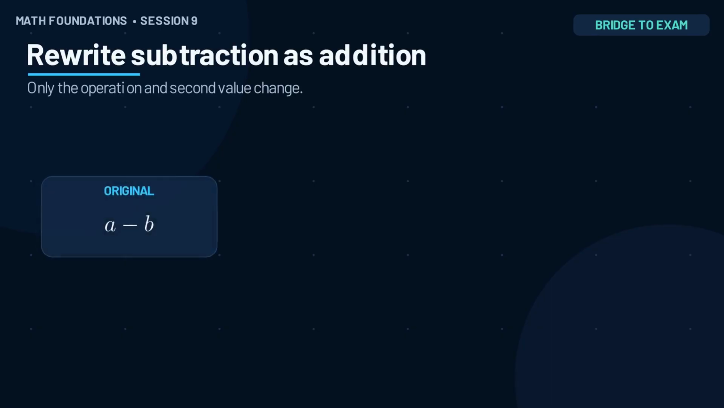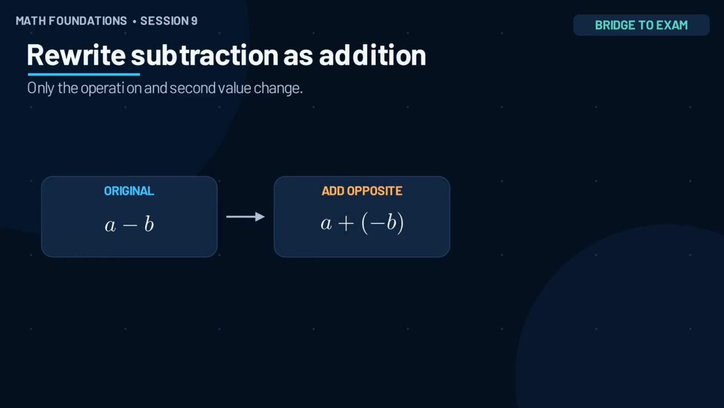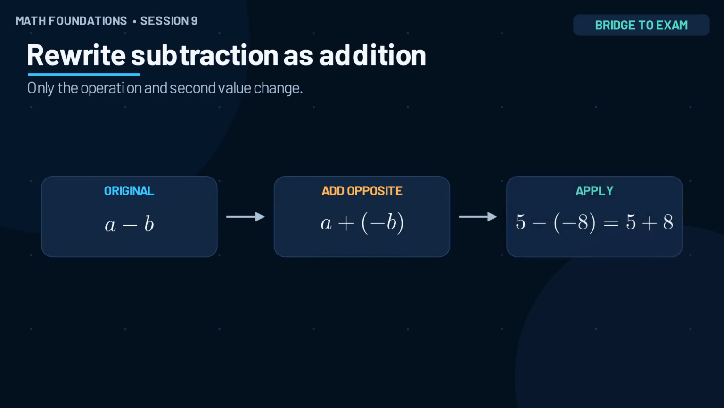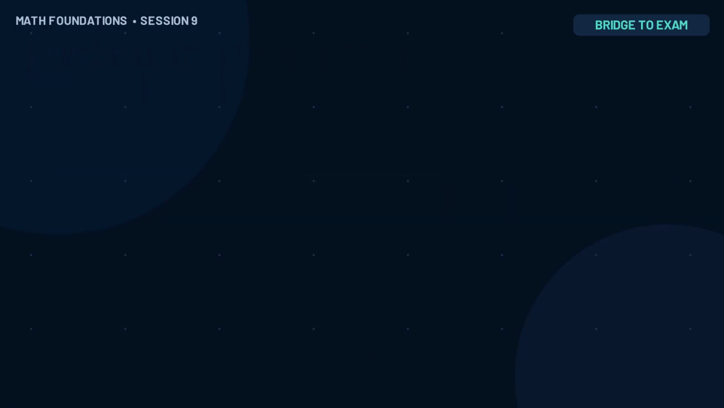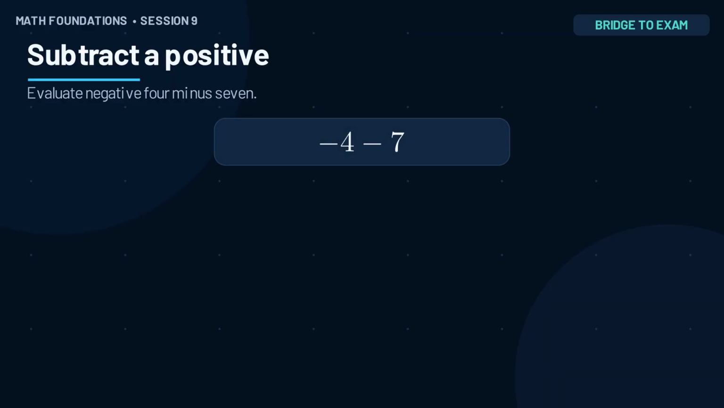The universal rewrite is A minus B equals A plus the opposite of B. Keep the first value exactly as written. Change subtraction to addition. Replace only the second value with its opposite. For 5 minus negative 8, keep 5, change minus to plus, and change negative 8 to positive 8. Now add 5 plus 8. The result is 13.